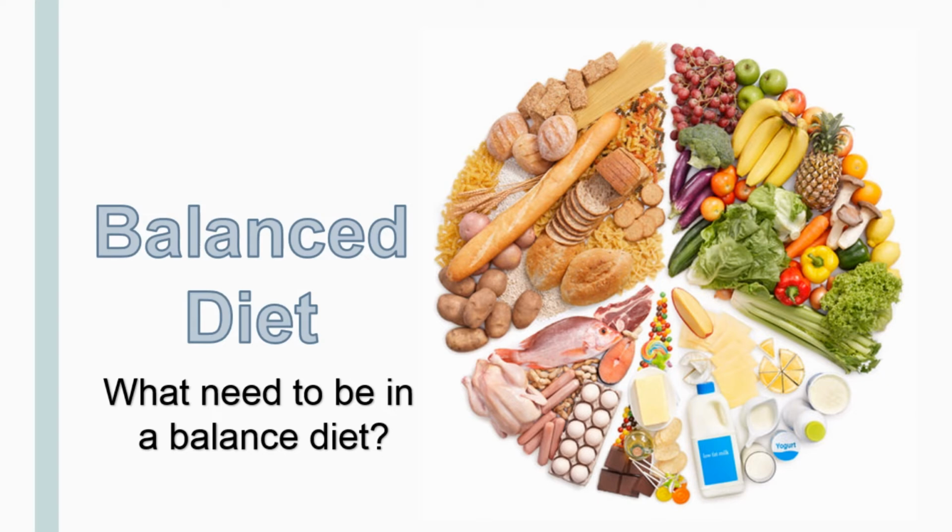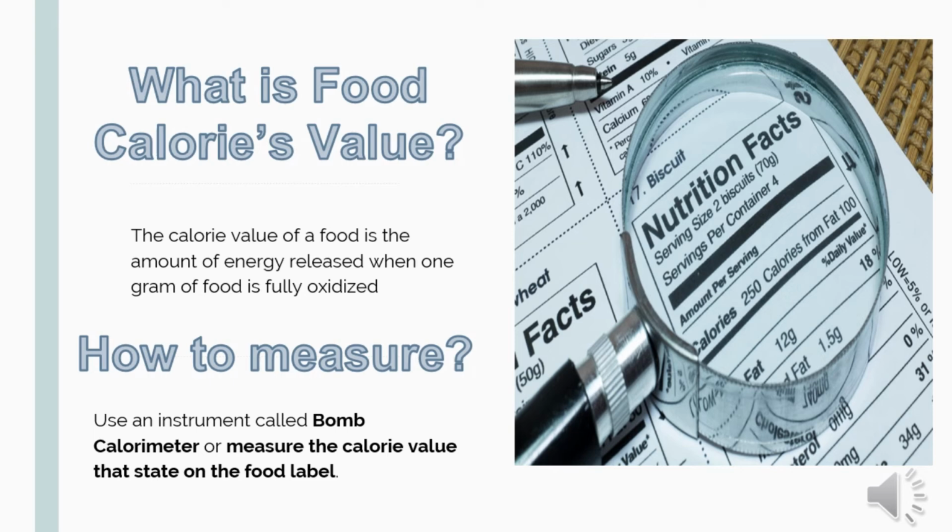Okay, so in every food that you eat in your diet, each of them contains its own calorie value. So what is calorie value? Let's move to the next slide. So what is food calorie value? The calorie value of a food is the amount of energy released when 1 gram of food is fully oxidized.